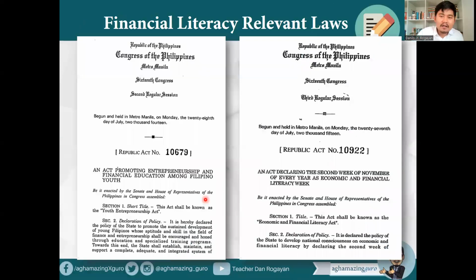Okay, I'd like to mention some relevant laws regarding financial literacy. So here we have Republic Act number 10679, or an act promoting entrepreneurship and financial education among Filipino youth. So ito yung tinatawag na Youth Entrepreneurship Act, which actually mandates the promotion of entrepreneurship among our youth so that they will become business people as young as they are.